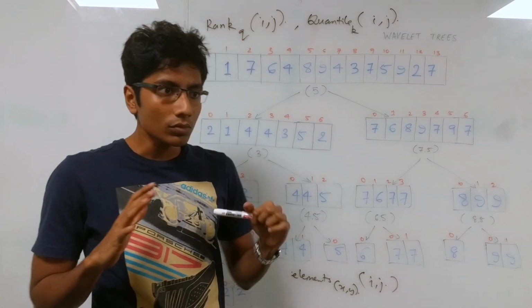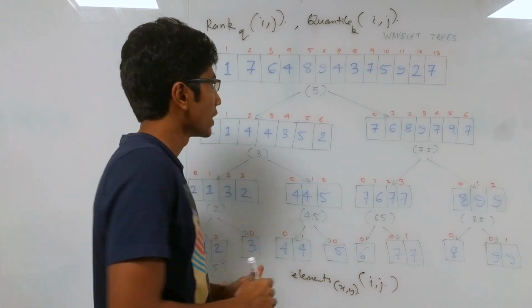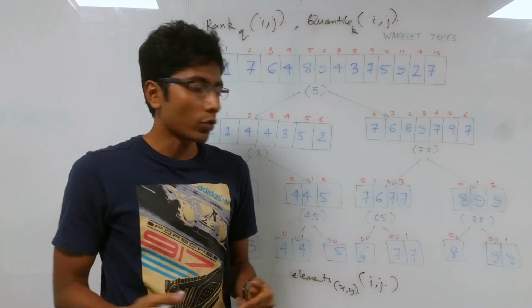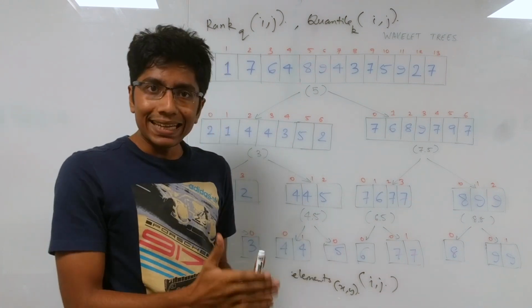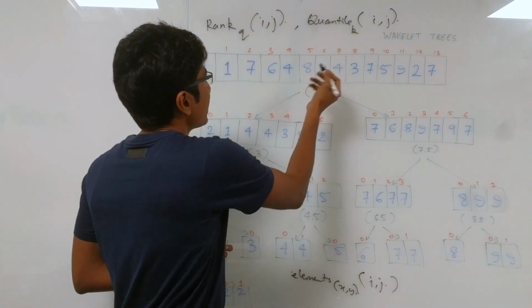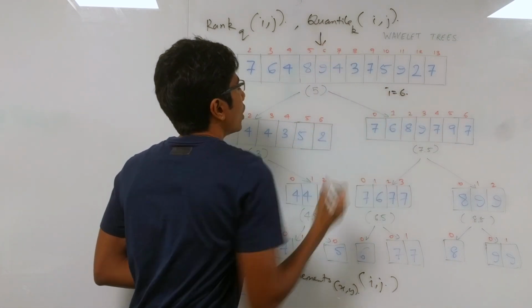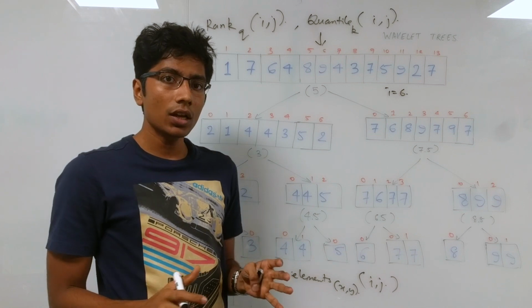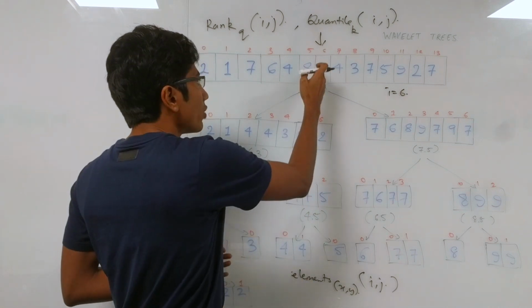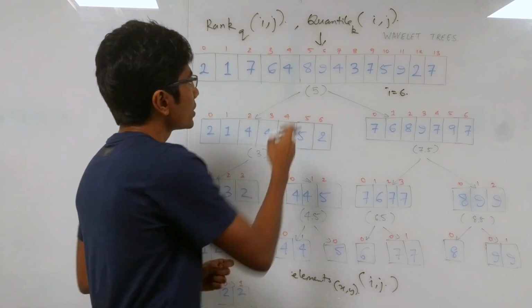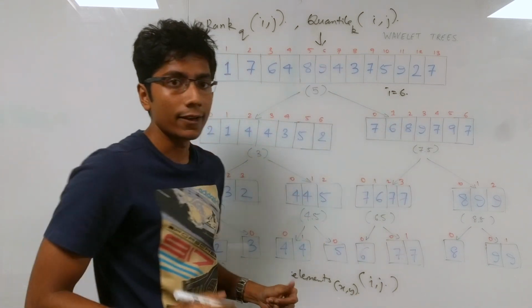One interesting thing to know is that Wavelet trees are not just this. They can also tell you another type of query. Given an index I, let's say I is equal to 6, the Wavelet tree can tell you how many of the elements up to point 6 have gone to the left side and how many elements up to point 6 have gone to the right side.